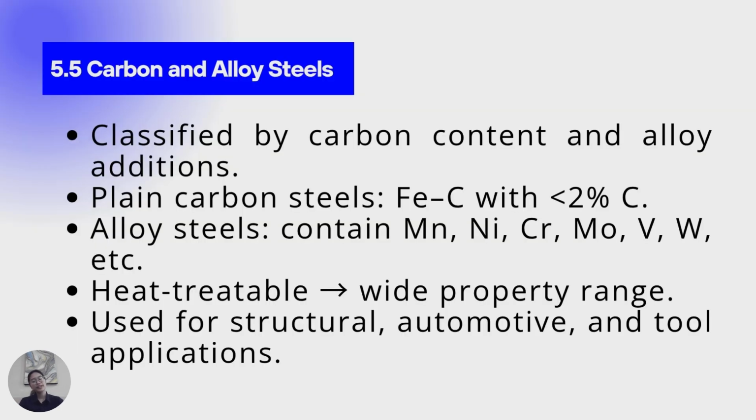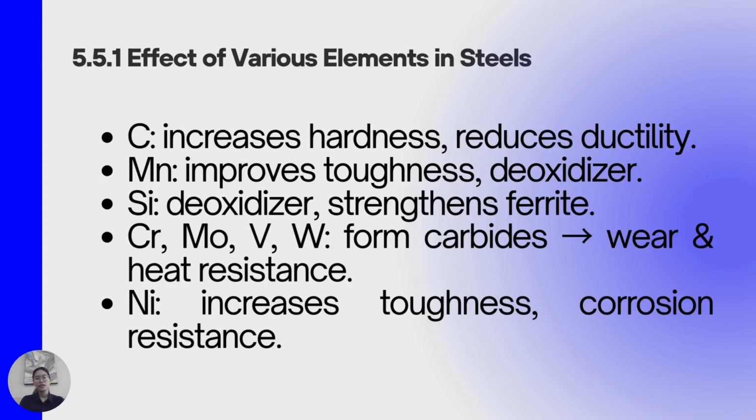Steels are generally classified as carbon or alloy steels, depending on their composition. Plain carbon steel contains primarily iron and carbon with small amounts of other elements. Adding alloying elements like nickel, chromium, molybdenum, and vanadium improves strength, toughness, and corrosion resistance. Through controlled heat treatment, these steels can achieve a wide variety of mechanical properties, making them ideal for structural and engineering uses. Each alloying element serves a specific purpose in modifying steel properties.